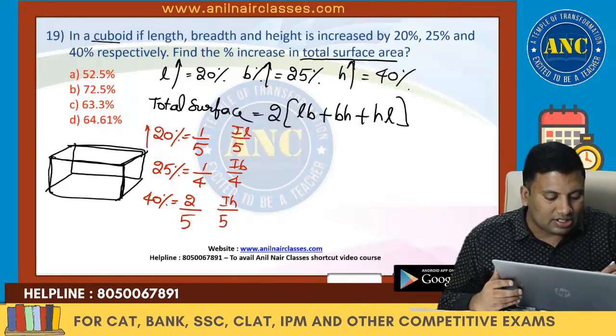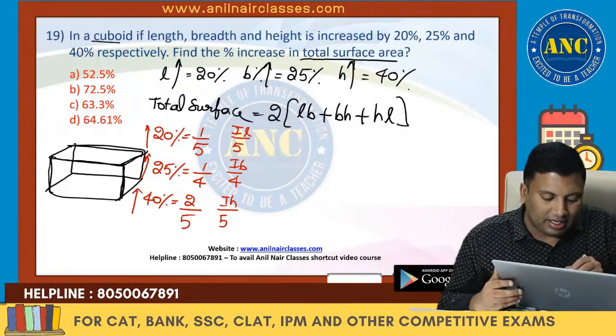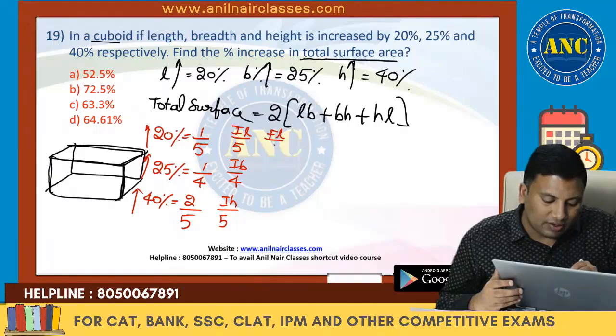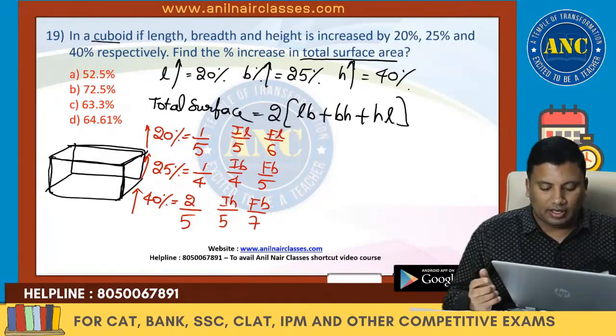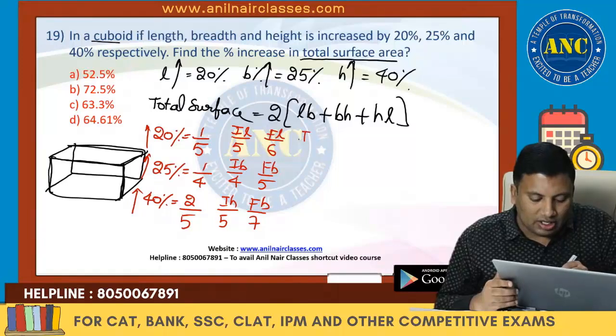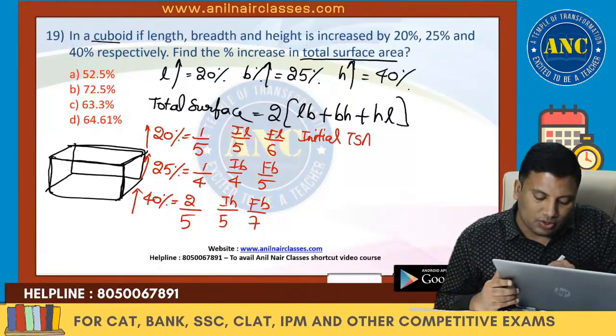All are increased by 20, 25, 40. Final length: 5, 1 increase, 6. Final breadth: 4, 1 increase, 5. Final height: 5, 2 increase, which is 7. Okay, first one. So initial total surface area, an easy question. Now it is just a substitution.